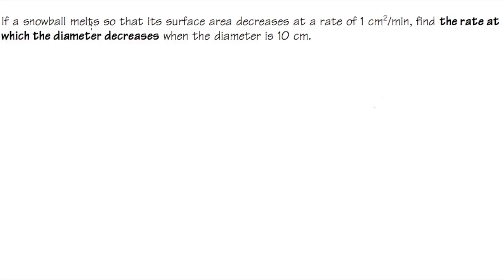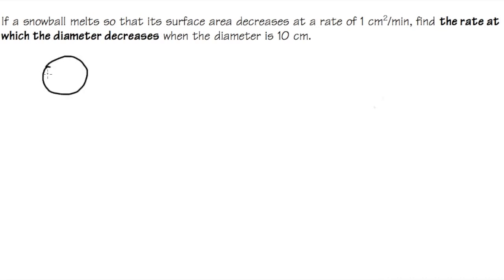Here we have a snowball and it's melting, so that its surface area is decreasing at the rate of 1 centimeter square per minute. We are trying to find out the rate at which the diameter decreases when the diameter is 10 centimeters. So here, let's draw a snowball. A snowball is just like a sphere. You can think about it like a basketball.